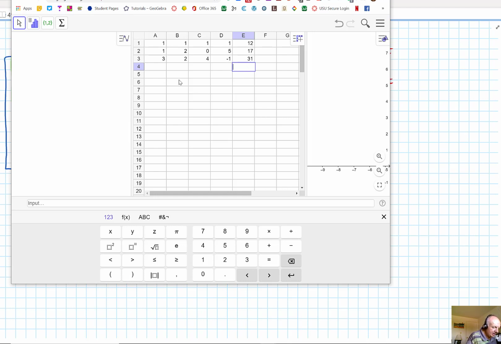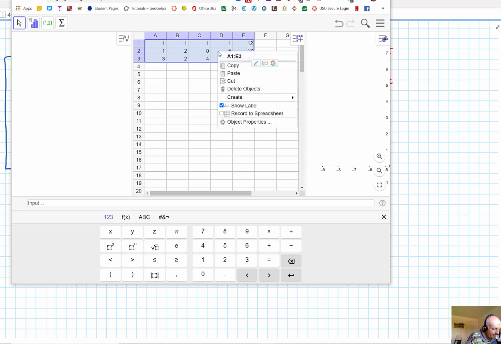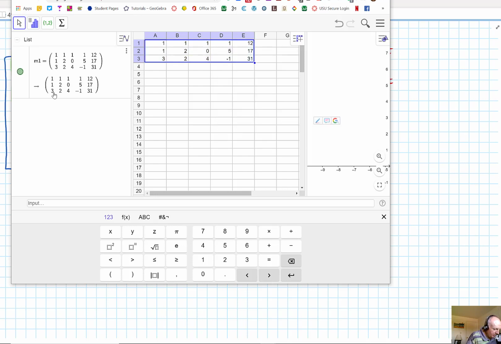Okay, now here's the nice thing. What you do is you just highlight those entries, and you're going to right click, and you're going to go down to create, and you're going to select matrix. And notice it creates a matrix out of that, from that spreadsheet, and you can see it there. It's called M1. And so if you need to manipulate it at all, you're going to refer to that matrix as M1.